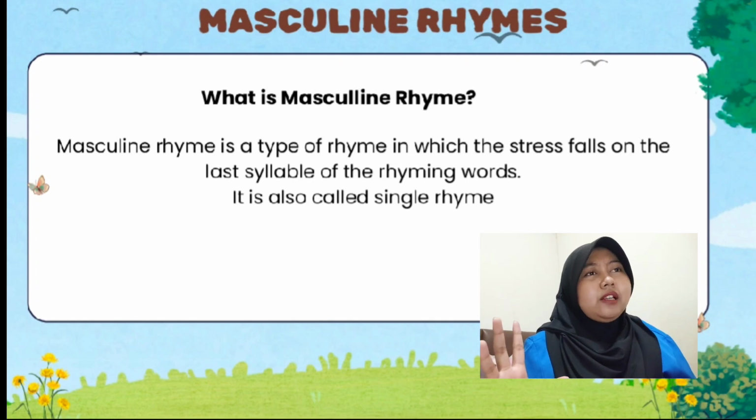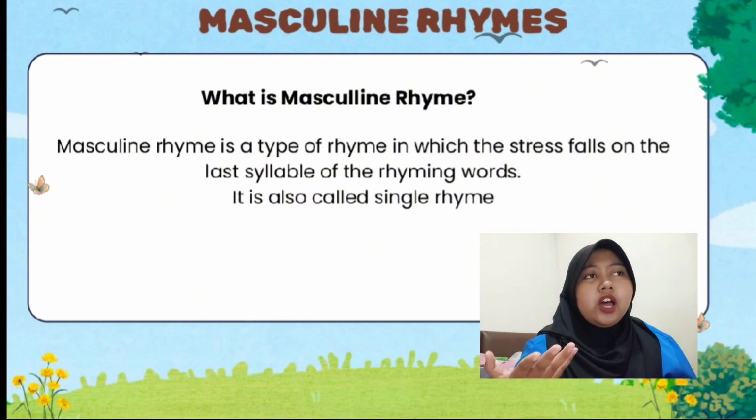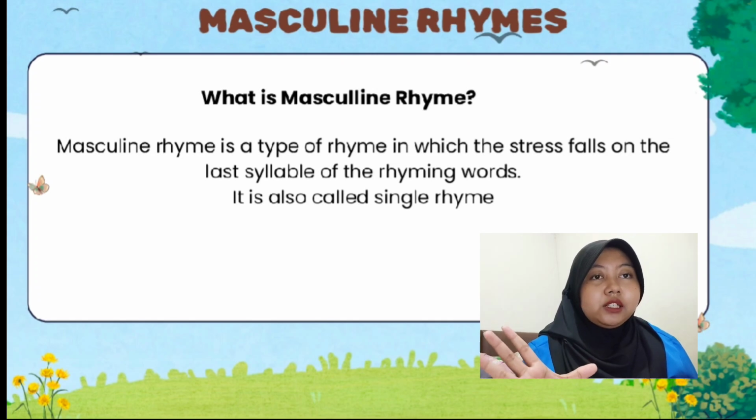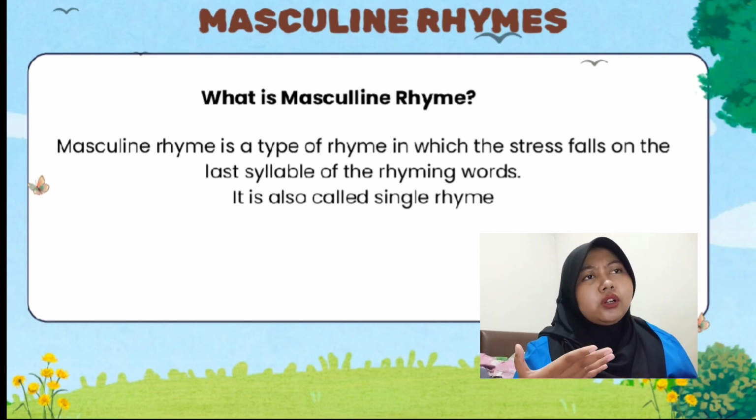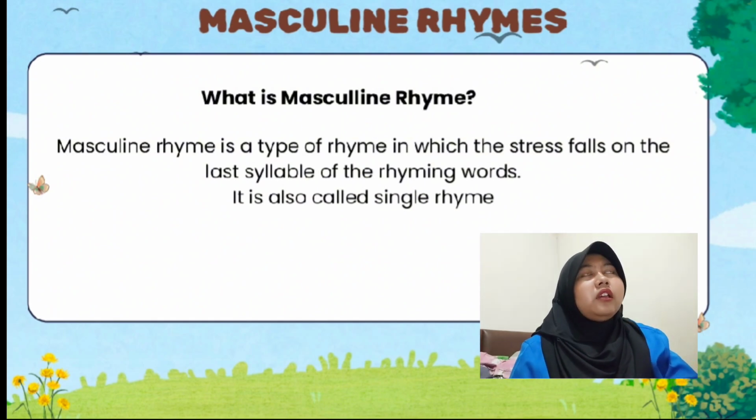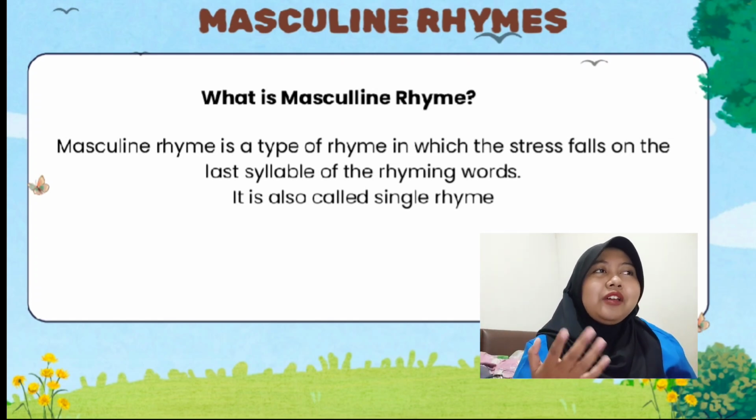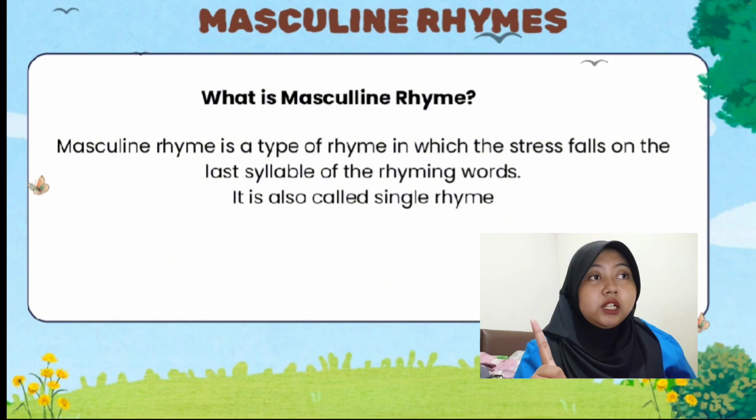So, what is masculine rhyme? Masculine rhyme is a type of rhyme in which the stress falls on the last syllable of the rhyming words. It is also called single rhyme. So I will explain in detail about the masculine rhyme. Masculine rhyme is a type of rhyme in which the stress falls on the final syllable of the rhyming words. Because only the final syllable is stressed. Masculine rhyme is also known as a single rhyme.